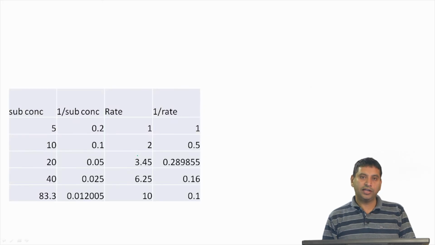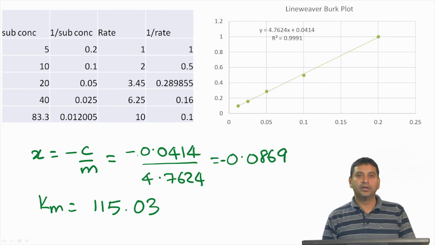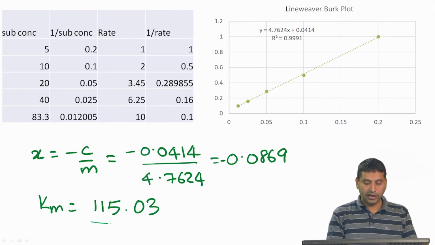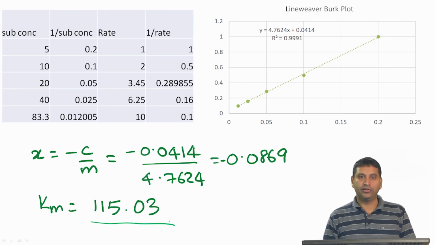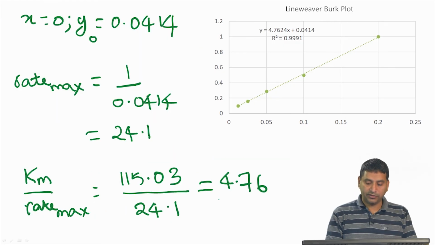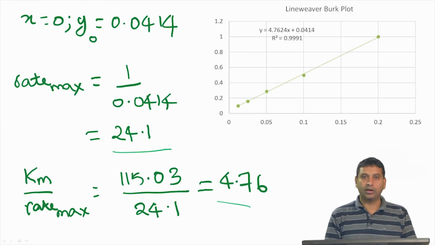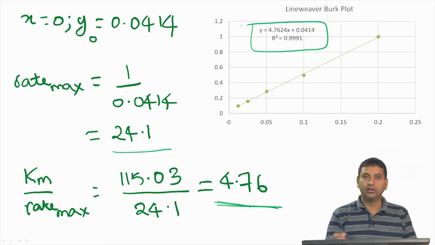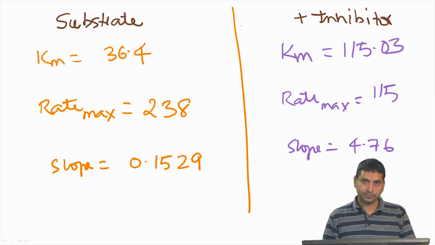Now we do the same thing for the rate with the inhibitor. In the presence of the inhibitor, the Km is 115.03 and the rate max is 24.1, and if you plot it, you get Km by rate max of 4.76, which is consistent with the slope of the reaction.